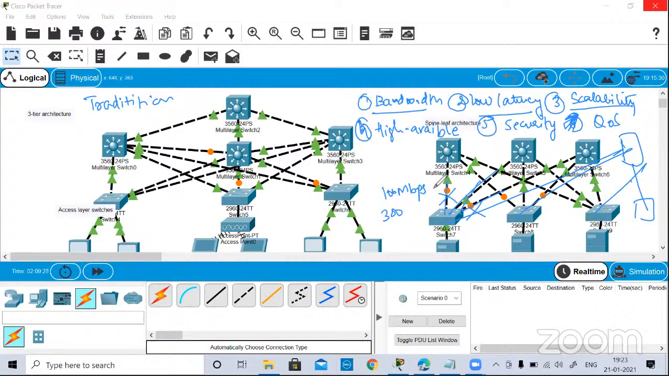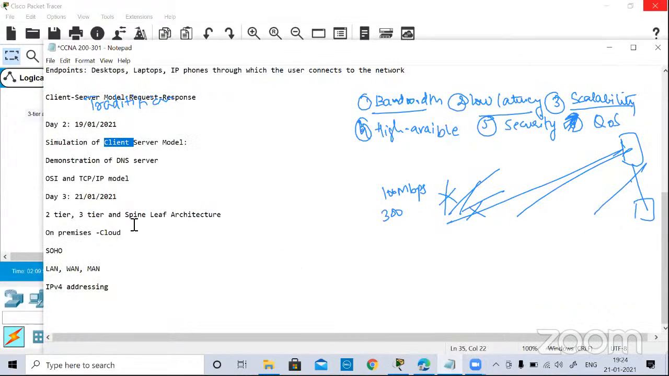The spine leaf architecture is designed for a data center where your end devices are generally the servers. Since we normally have traffic in the east west direction, this architecture gives you good scalability. The latency is very low, and hence it is much preferred. I hope you have got the understanding about the traditional architecture and the spine leaf architecture. We have understood that in short.